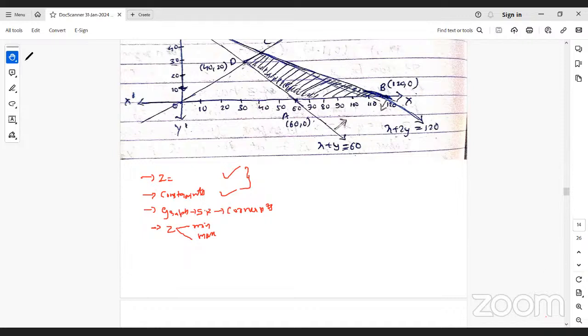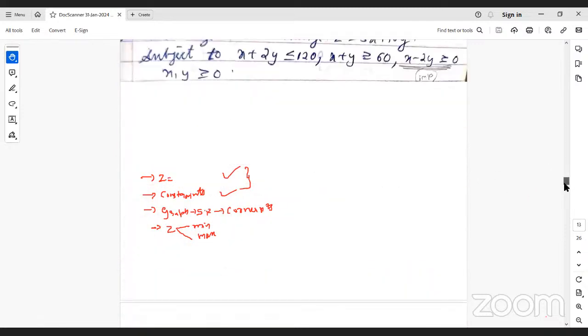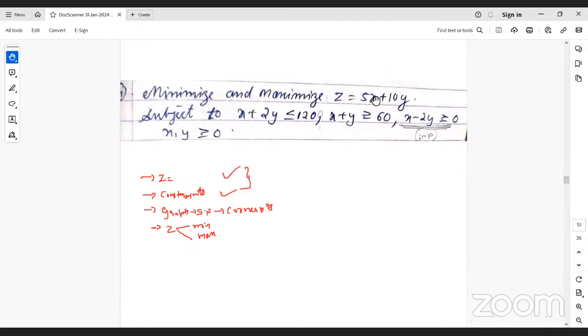In the previous questions, the z value and the constraints were already given to you, whether to minimize or maximize. By making use of the constraints we found the maximum and minimum value. But in verbal problems we need to find out what z is, and we need to write down the equations, that is, the constraints.